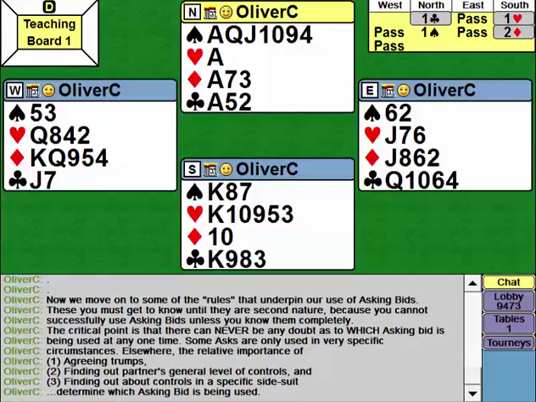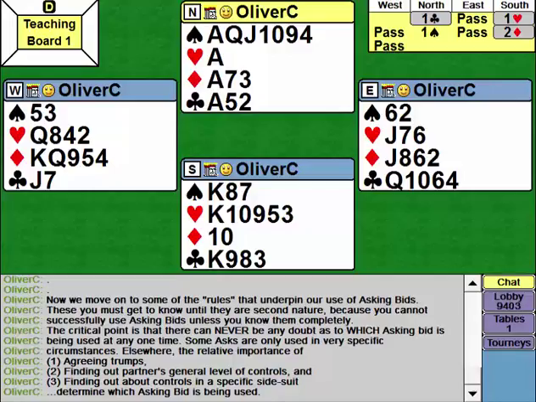Okay, the one essential thing about asking bids is that it's absolutely no good to us if there is ever any doubt as to which asking bid is being used at any one time. And most of the rules and guidelines I'm going to give you in a minute are all to do with basically determining which asking bids have priority over other asking bids, and which asking bid is being used in a particular situation. Because if you're not sure whether it's alpha or theta, then it's no good, because you're going to give potentially the wrong response.